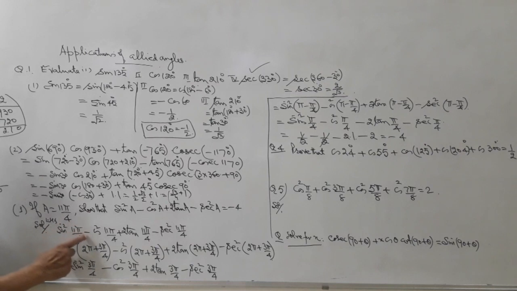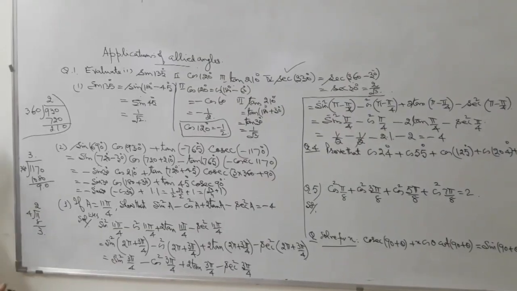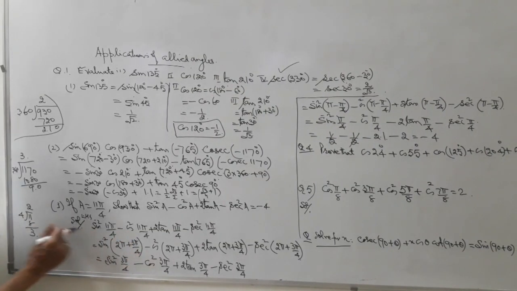Sin square 11 pi by 4, instead of A put the value 11 pi by 4, cos square 11 pi by 4 and so on. Just put the values of A, and now simplify in terms of pi only. Never change into degrees. It is 11 pi by 4. Better is that you just divide 11 by 4: 2 here, 8, this is 3. So it becomes 2 pi plus 3 pi by 4.